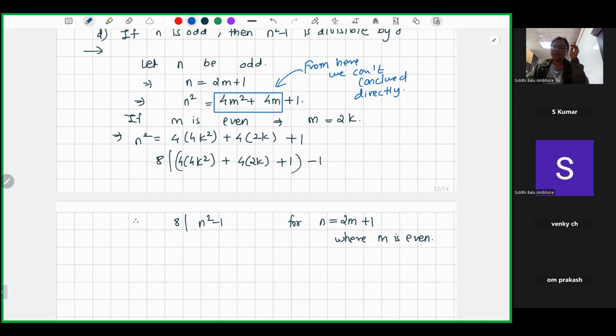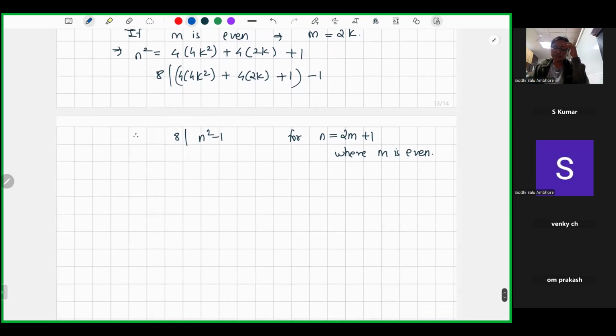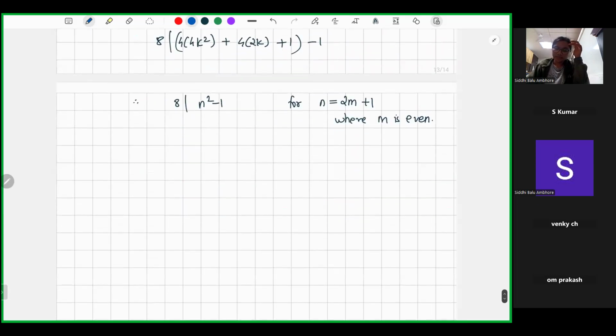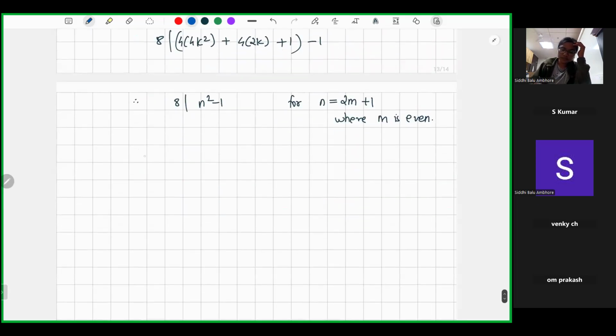So for example, if I take 5, then 4 into 5 square, 4 into 25 here. We don't really know what exactly is happening in that case. Or do we have any better way? Oh, we can directly do this. Forget about this. We can do this.